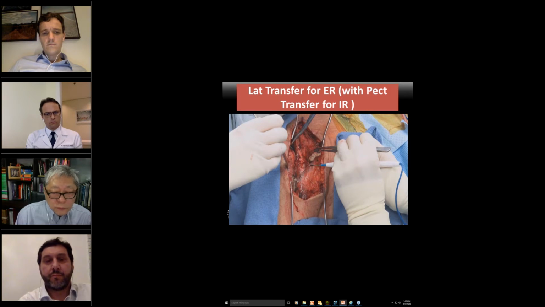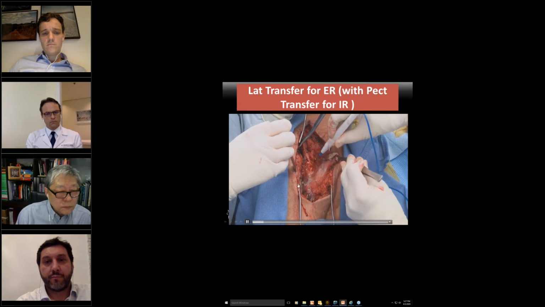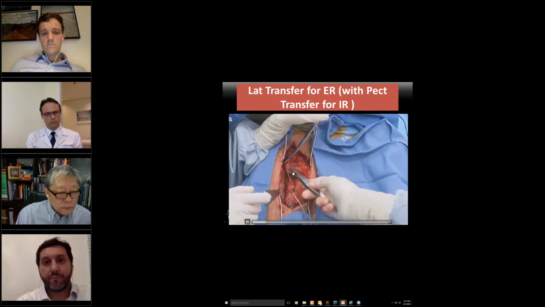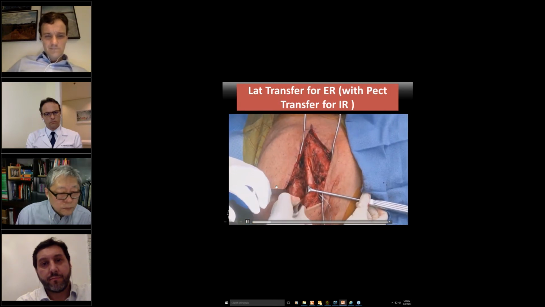We'll keep the teres major and I can raise the pectoralis. This is the only time I use pectoralis for internal rotation in reverse, because I don't use it in non-reverse cases. And this is usually what we do. We get the pectoralis, we detach it from its insertion, and you can see we're going to take it from lower to higher, and hopefully it will give some internal rotation.